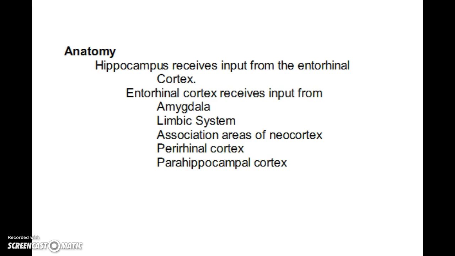The hippocampus receives information from the entorhinal cortex, and this cortex receives input from the amygdala, the limbic system, association areas of the neocortex, the perirhinal cortex, and the parahippocampal cortex. So there's a lot of information coming into the entorhinal cortex before it's getting passed on to the hippocampus.